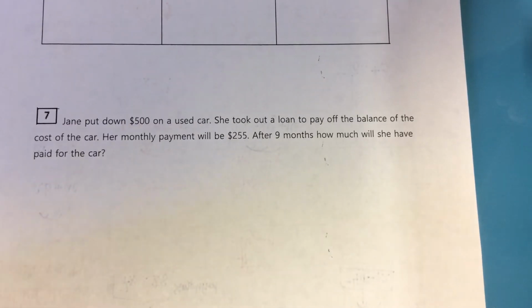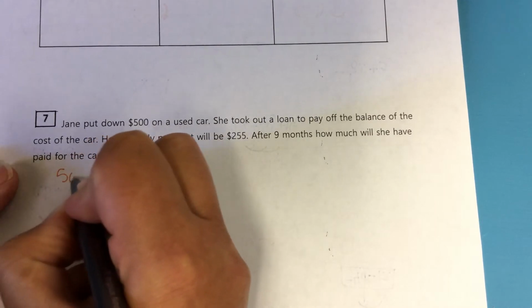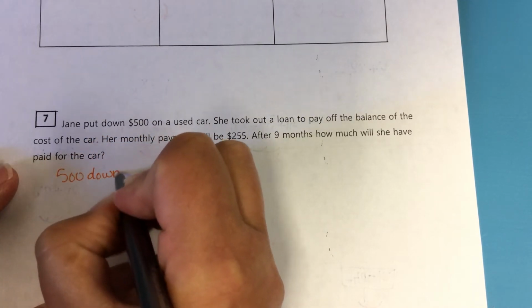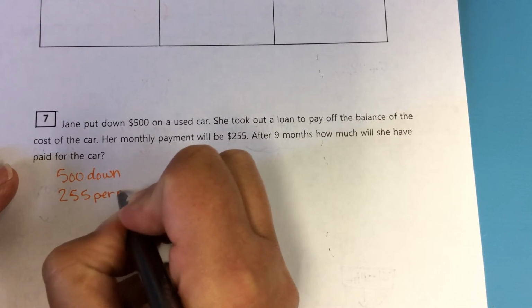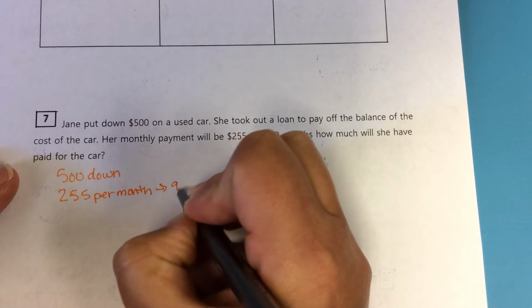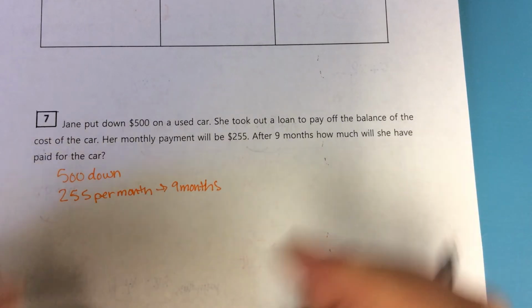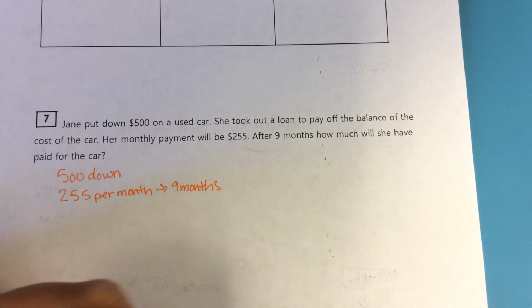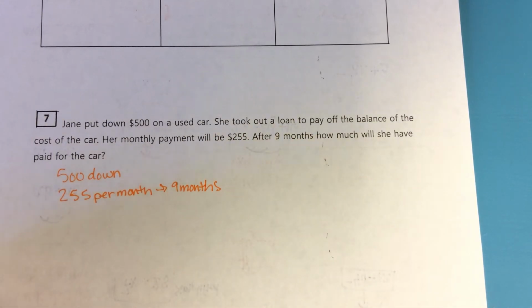And then number 7, Jane put down 500 on a used car. So here's 500 down. And then she pays $255 per month. And then she wants to do that for 9 months. So see if you can figure out, either using an expression, an equation, or anything like that, number 7, and we'll talk about that again when I come back on Wednesday.